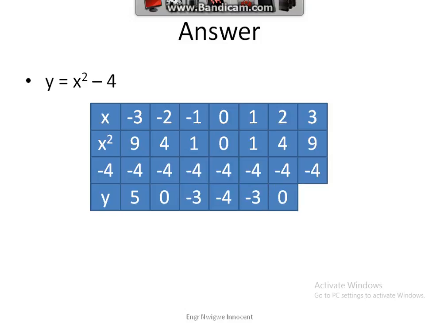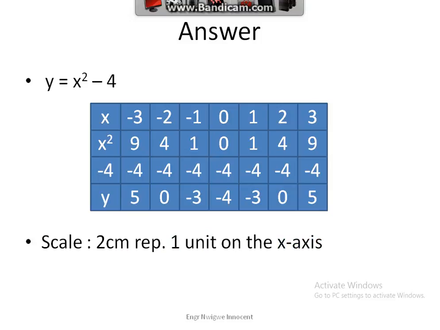For the seventh column, we have 4 for x squared minus 4, which is 0. For the last column, we have 9 for x squared minus 4 to give us 5. And we are now told to use a scale of 2 cm to represent 1 unit on the x-axis and 2 cm to represent 2 units on the y-axis.